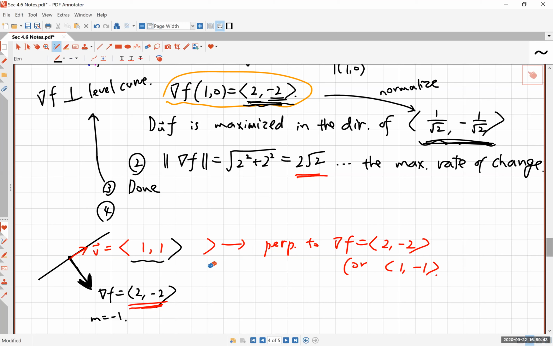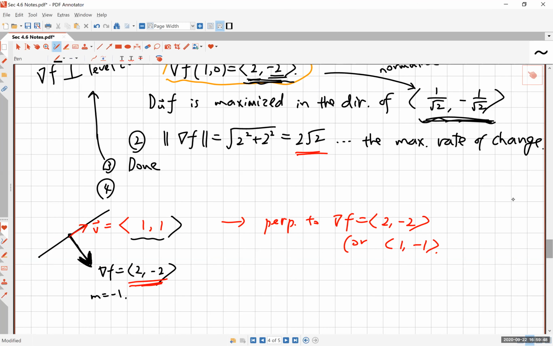Now you could also write -1, -1. That is also perpendicular to the gradient, and -1, -1 is also a vector tangent to the level curve. So that would be okay too. In homework, typically they will say out of these two vectors, 1, 1 and -1, -1, pick the one that has the positive x coordinate. And so then you will be doing this.